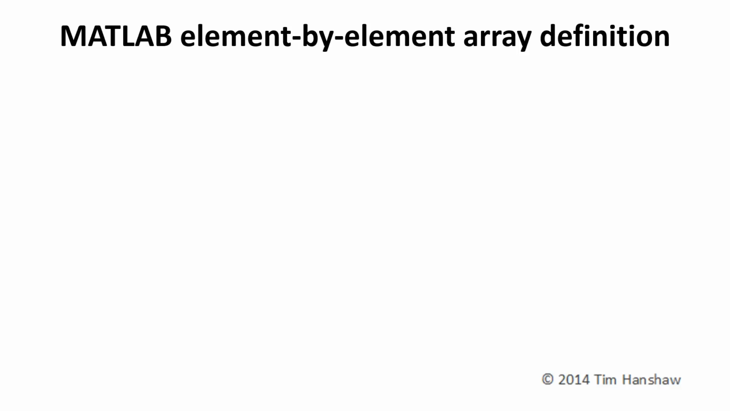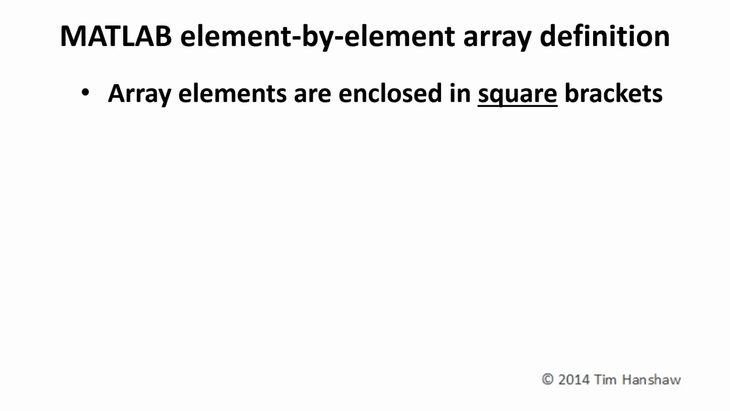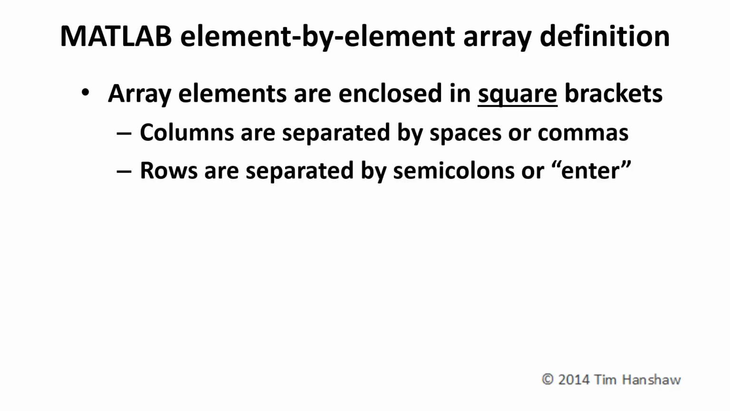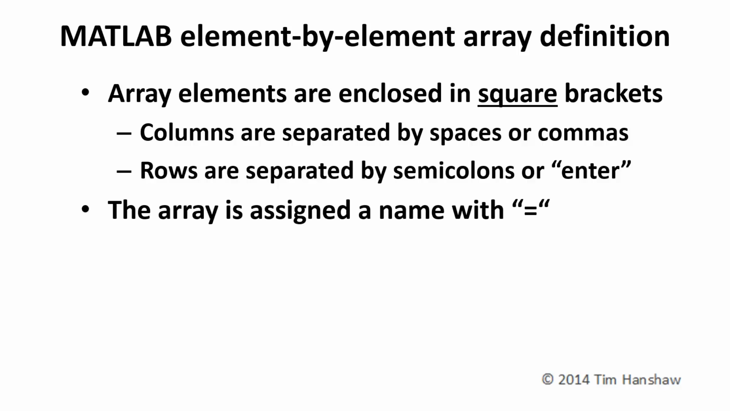First, in this video, I want to talk about creating arrays. We've done a little bit of that, but I'm going to talk about two-dimensional arrays now. When you're creating arrays, you enclose the elements of the arrays in square brackets. You separate columns by either spaces or commas, and you separate rows by semicolons or the enter key.